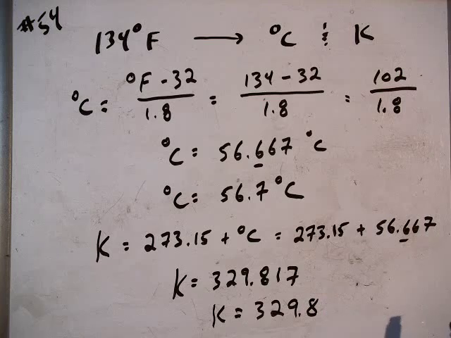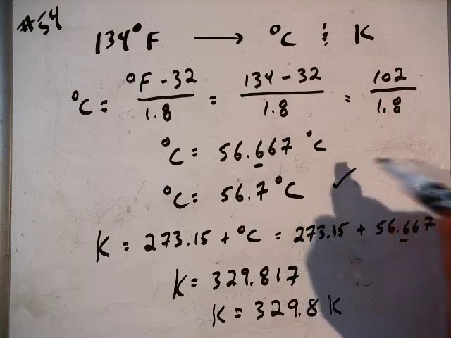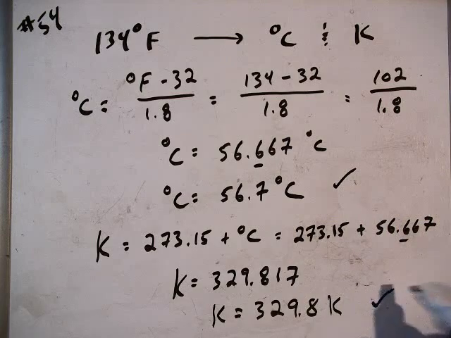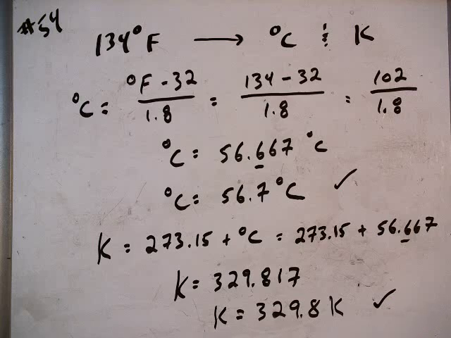So the final answer with concerns of significant figures would be 329.8 Kelvin, and there is no need to round because the 1 is below 5, that is beside the 8. So there are your two values. You have 56.7 degrees Celsius is equal to 134 degrees Fahrenheit, and then that is also equal to 329.8 Kelvin.